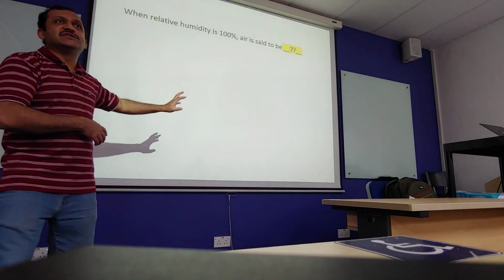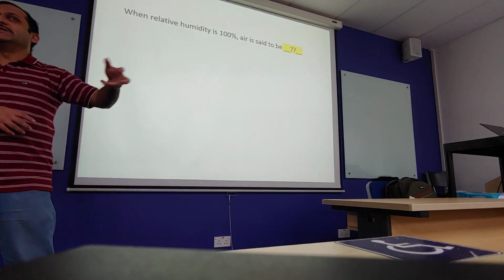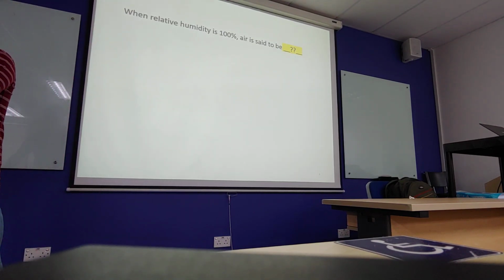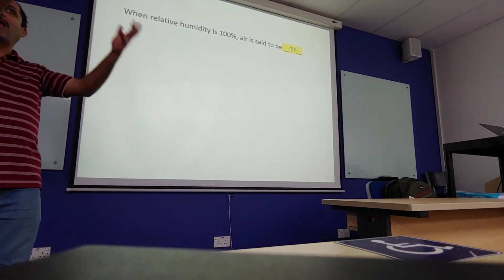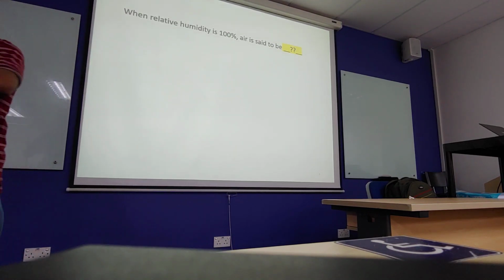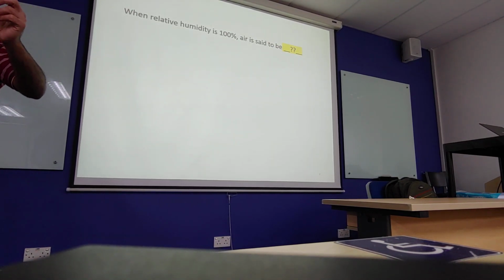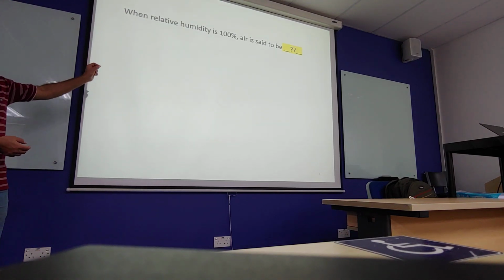So, we have seen that humidity ratio or specific humidity is the amount of water vapor in every kilogram of dry air, in grams or kilograms of water vapor per kilogram of dry air. That is your specific humidity or humidity ratio, absolute humidity. These are three different names for the same property. What's meant by relative humidity?